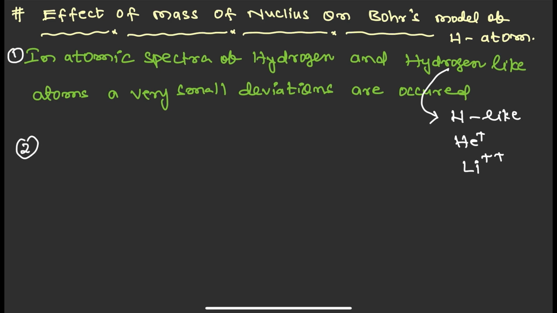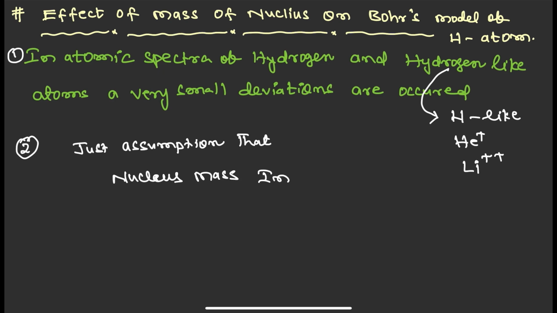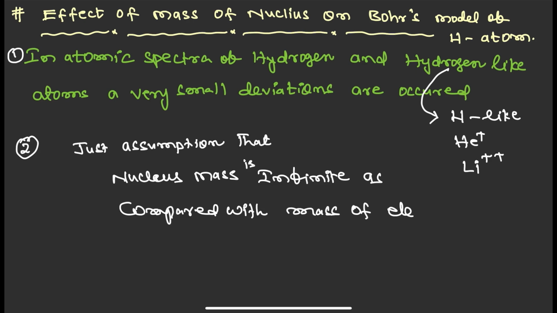And the second one, in the effect of the mass of nucleus on Bohr's model, this is just an assumption that the nucleus mass is infinite as compared with the mass of the electron. The mass of the electron is very small, and the mass of the nucleus compared with this is what?